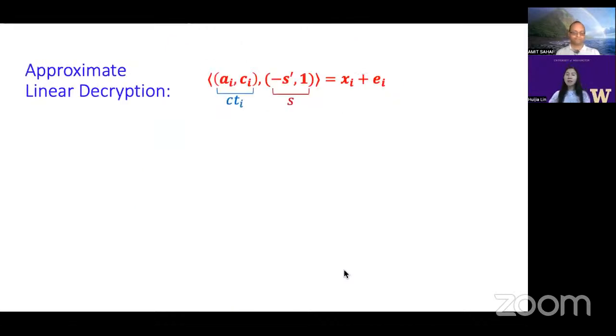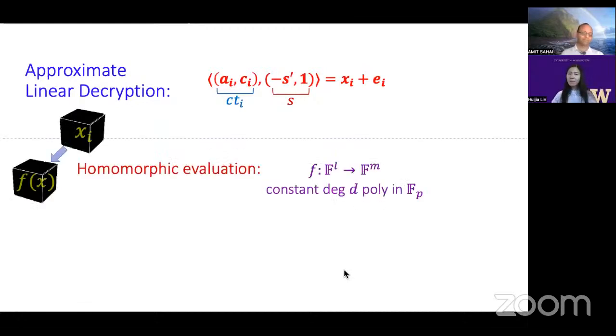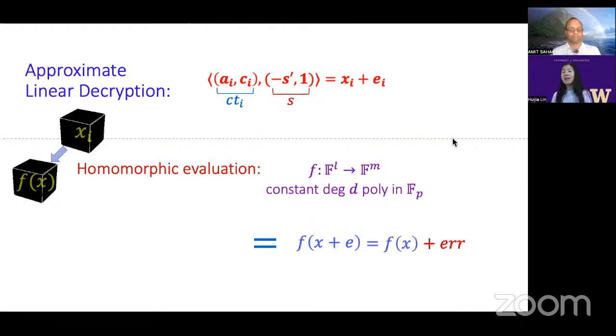This approximate linear decryption structure implies that we can somehow homomorphically evaluate a constant degree polynomial. Let's think about evaluating this constant degree polynomial on the right-hand side over multiple xi plus ei. What we would get is the output of the function evaluated on the corrupted input vector x, and this can be rewritten as actually the exact output plus some error vector r.